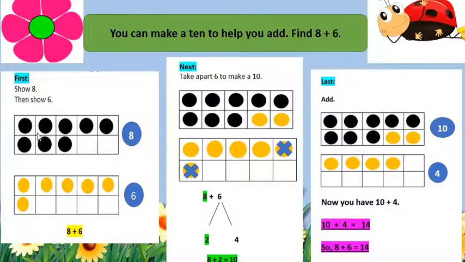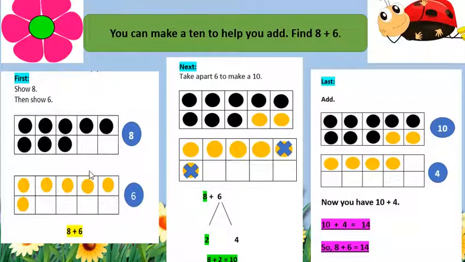Count with me. 1, 2, 3, 4, 5, 6, 7, 8. And then for my 6, I use yellow dots. Count with me. 1, 2, 3, 4, 5, and 6. I show this equation as 8 plus 6.